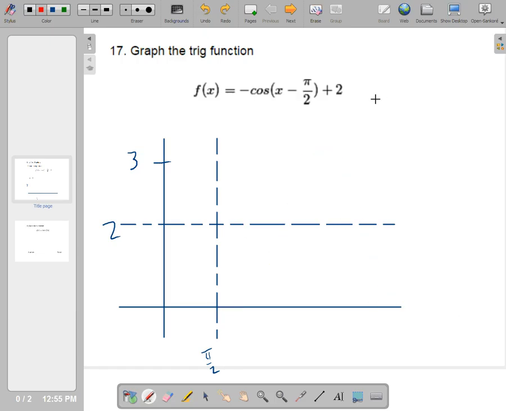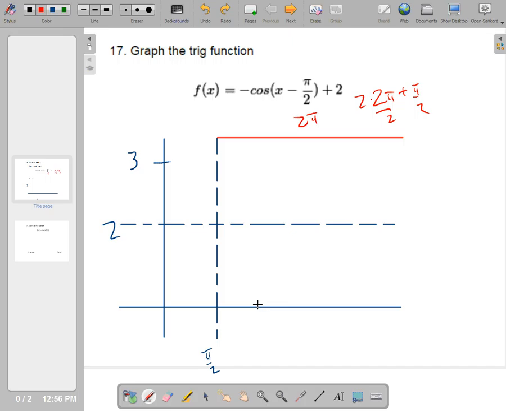I need to figure out where I'm going to end. So if the period is 2 pi, I'm going to go 2 pi from pi over 2. Remember, this is 2 pi. Then we need to think where I'm going to end. So I'll add those together. And let's see if I get a common denominator. This is 4 pi plus 1 pi. This will be 5 pi over 2.